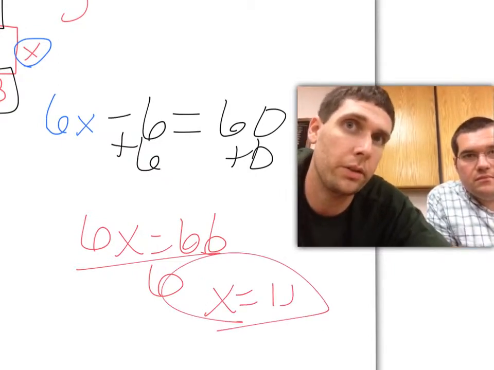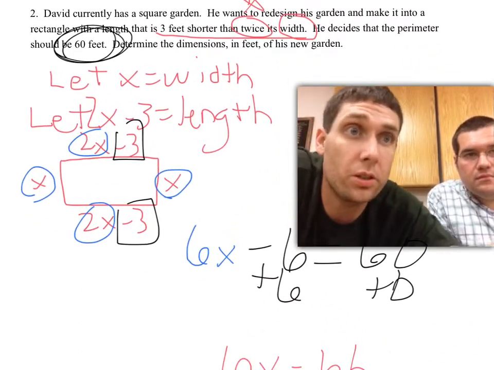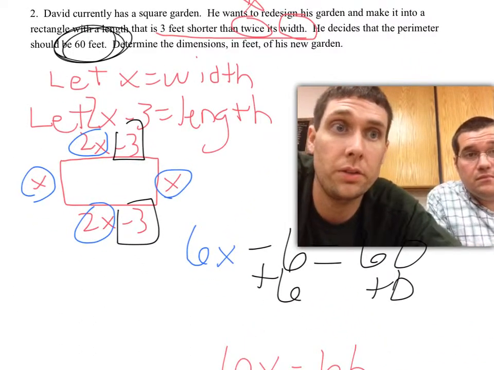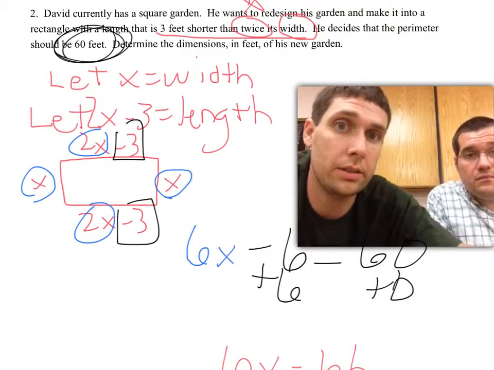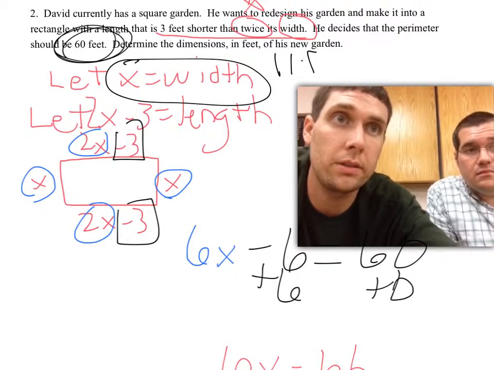That's not what I want, though. I don't care what x is. I want to use that and answer the question. The question says, determine the dimensions in feet of the new garden. Well, if x is 11, x is my width. It says it right here. X is the width, which means my width is 11 feet.